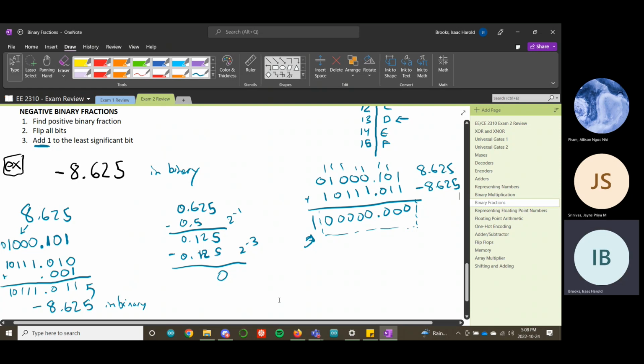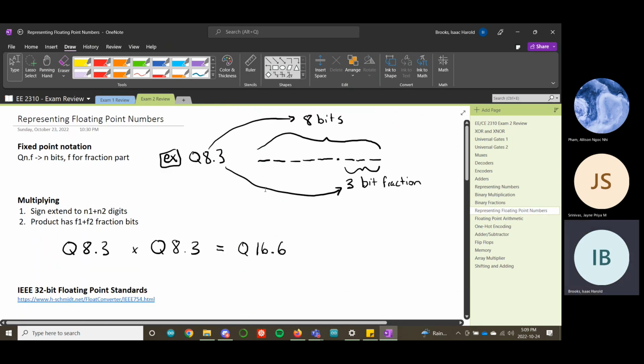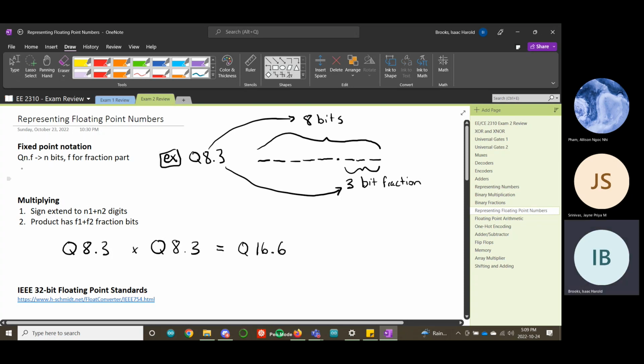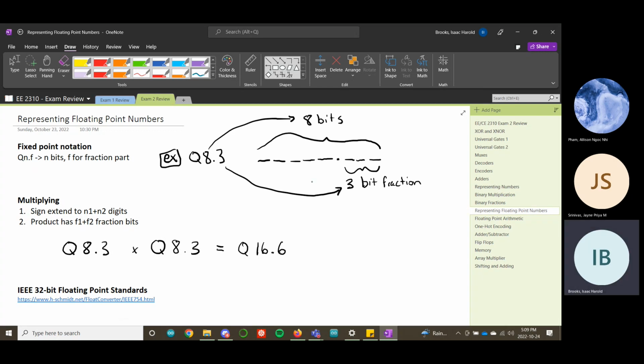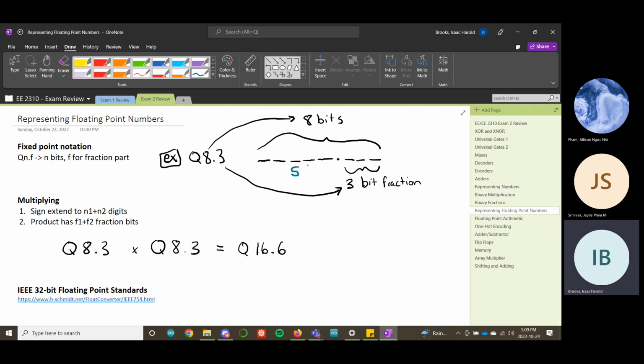Okay. Next we have a little bit about floating point numbers in the computer. You might see this fixed point notation, where you have a Q, an N, and an F. What this means is that you're going to have a fraction part, but it has N total bits, and F of them are reserved for the fraction. For example, if you see Q 8.3, that means you have 8 total bits and 3 of them for the fraction, so there are 5 for the left-hand side, the actual integer part. And we know from our rules for multiplying that you're going to need more bits to store the product than to store each of the multiplicands.